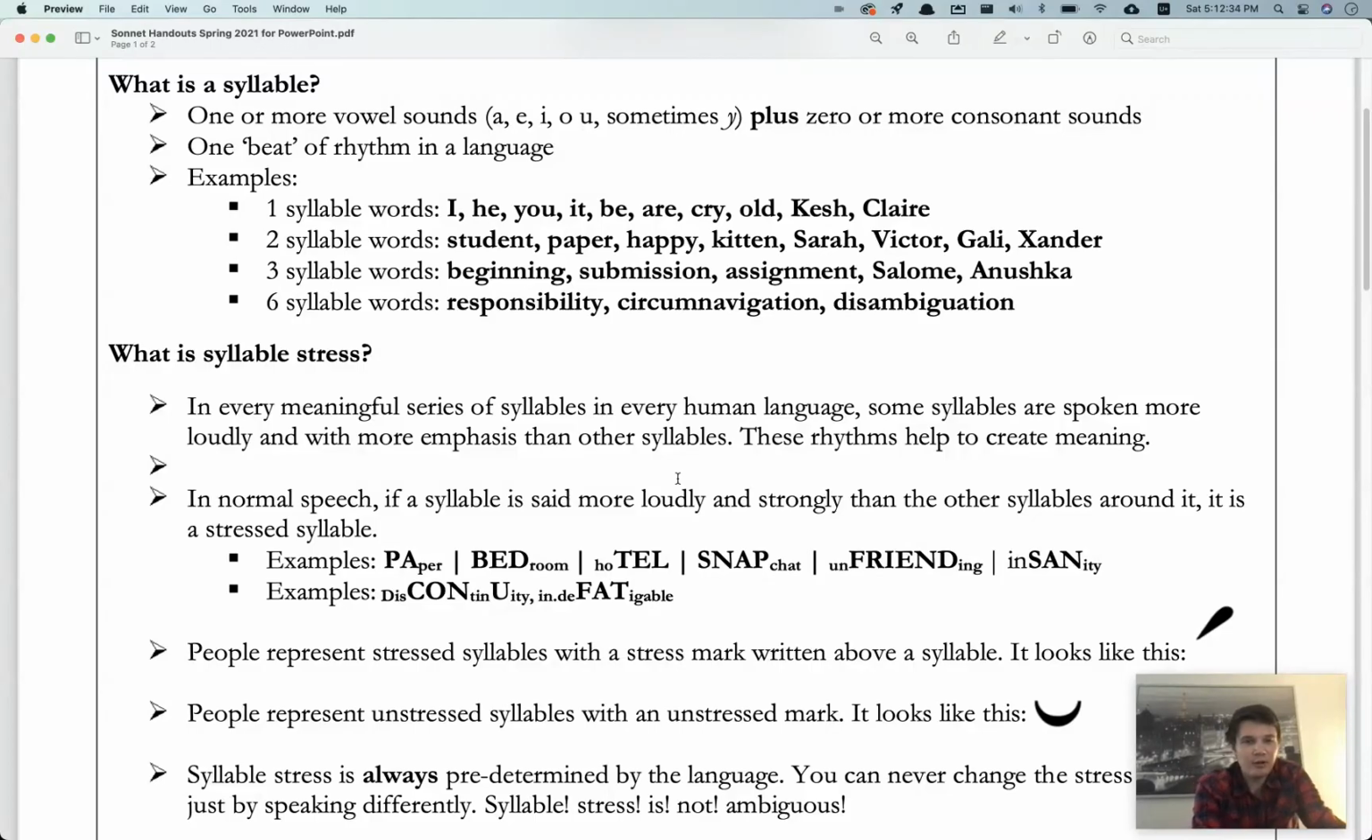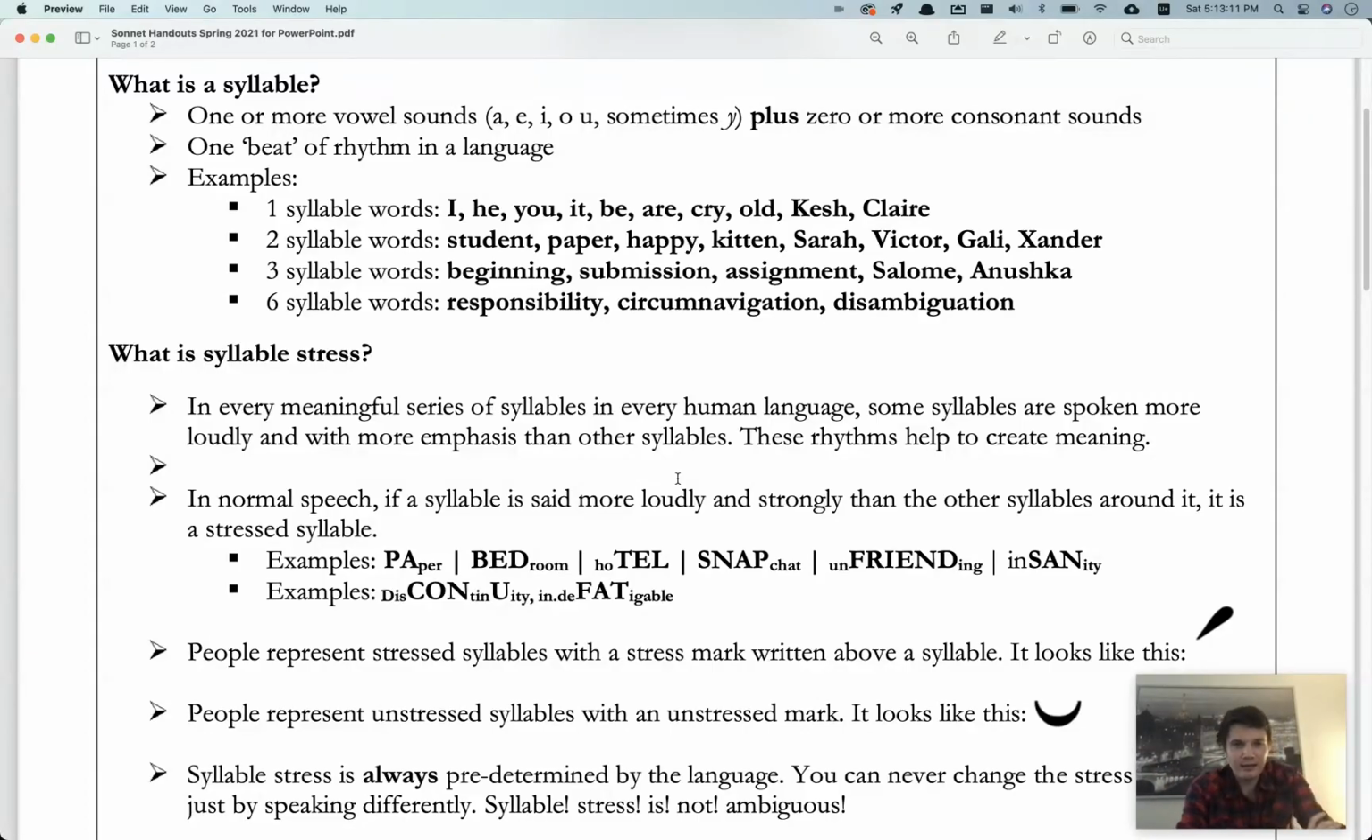So if you listen to all these words I've listed here, you're going to hear naturally where the syllable stress is and where it isn't. And if I say them wrong, you will definitely hear it. So here are these correctly: paper, right? Bedroom, hotel, Snapchat, unfriending, insanity, right? So you can hear that's where the emphasis is in these words.